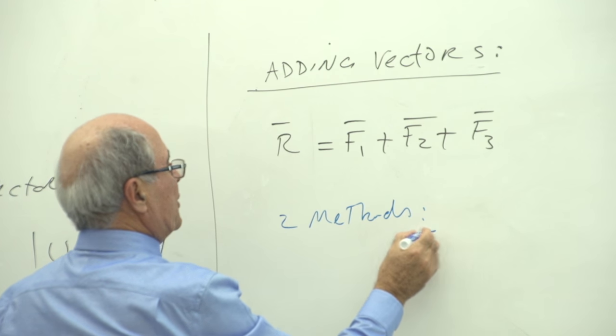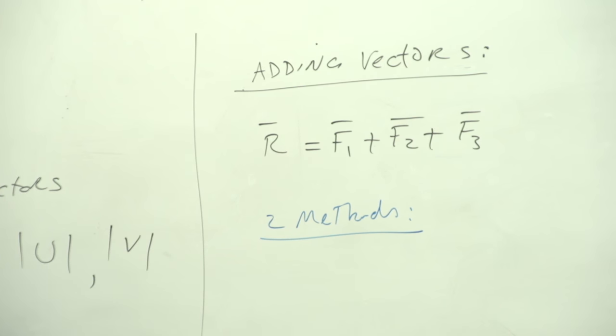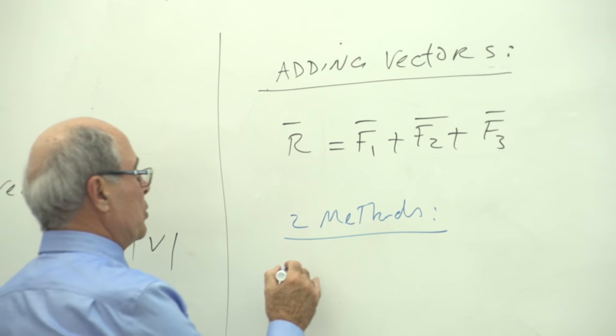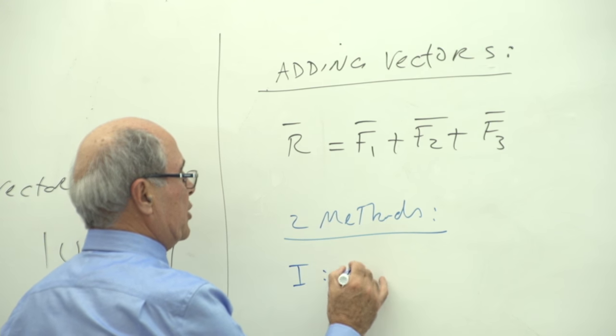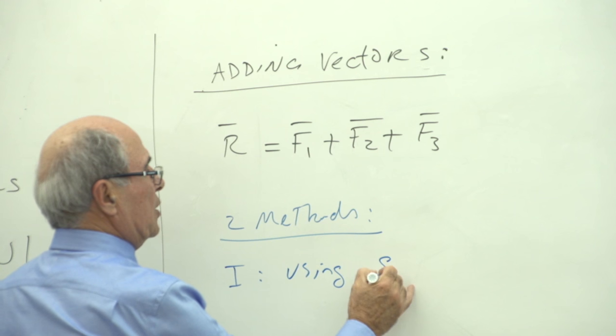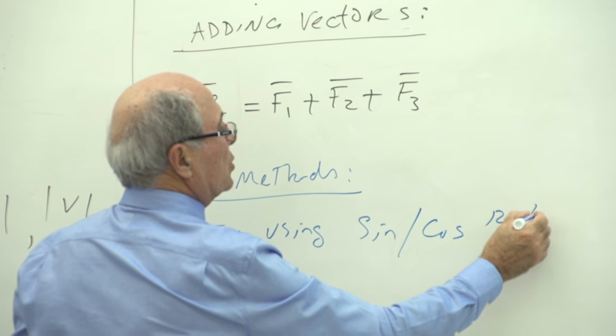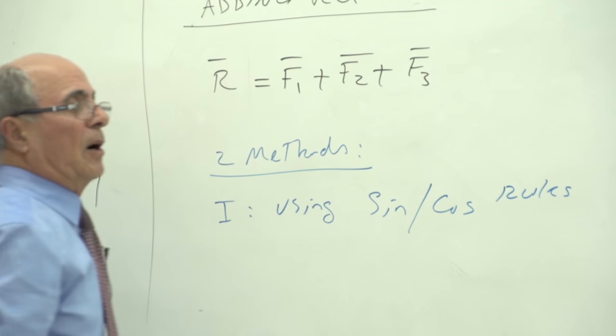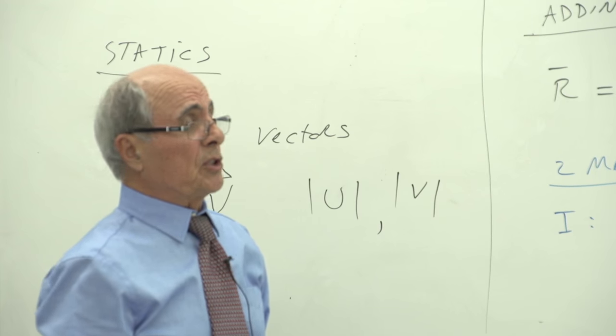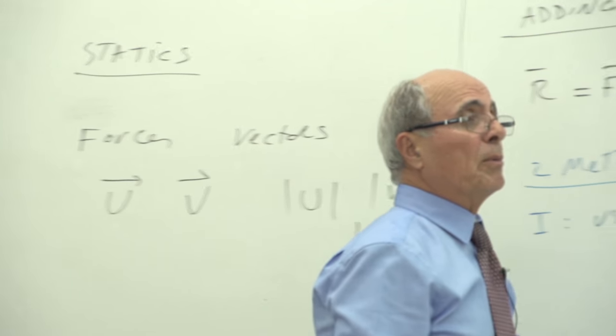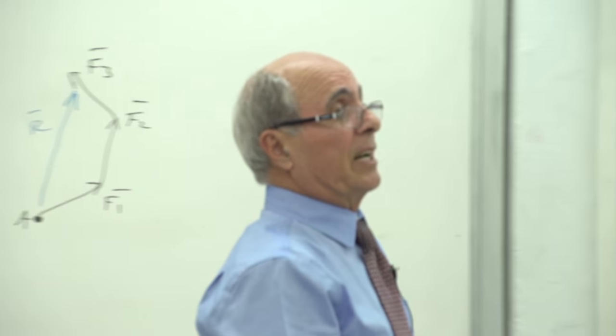And each one is specifically learned for different reasons. Method one is using sine/cosine rules. Obviously, if I want to use the sine and cosine rule, I have to form a triangle, because the triangle has three sides, in order for me to be able to use the sine rule and cosine rule.